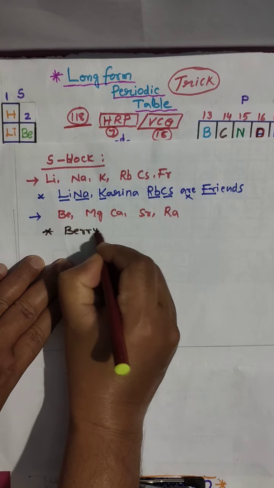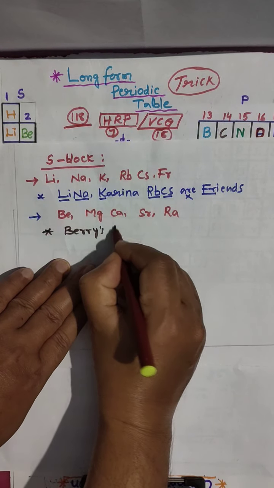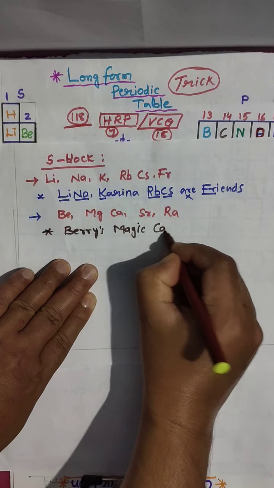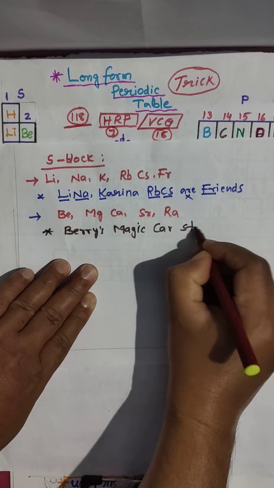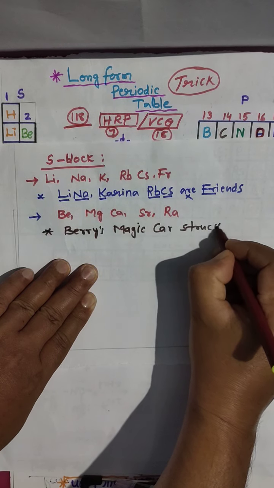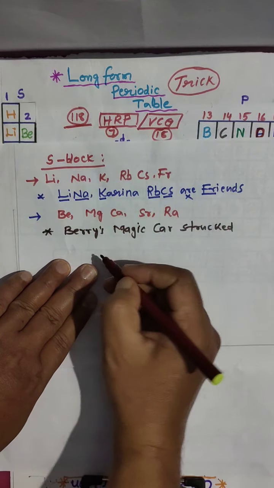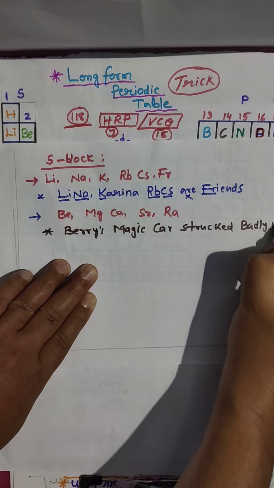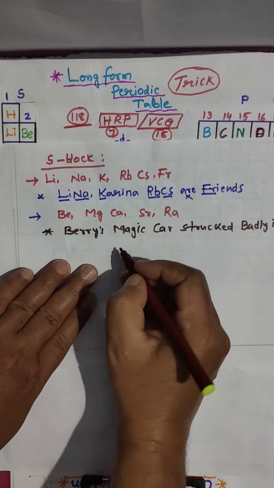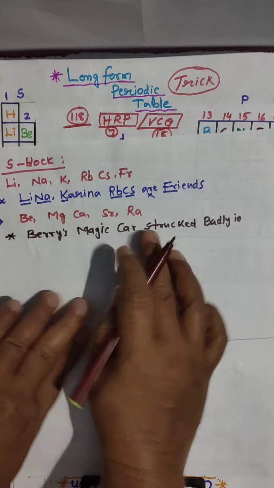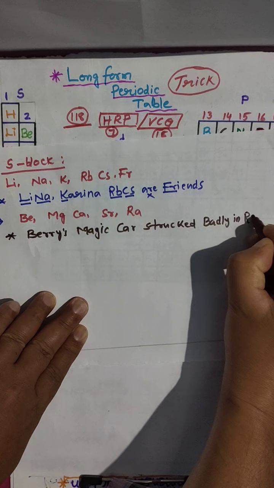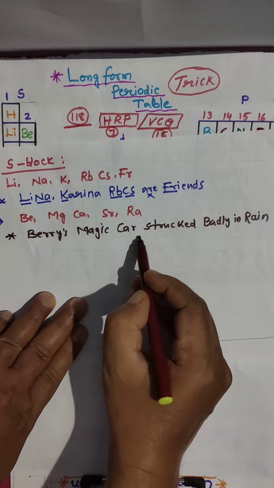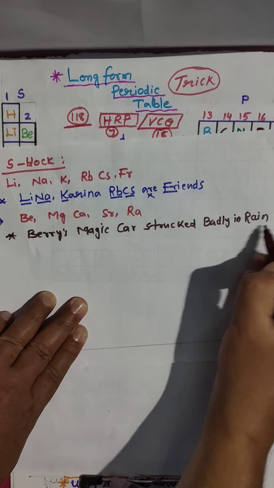Berries, magic car, struck badly in rain. Clear? Berry's magic car struck badly in rain.